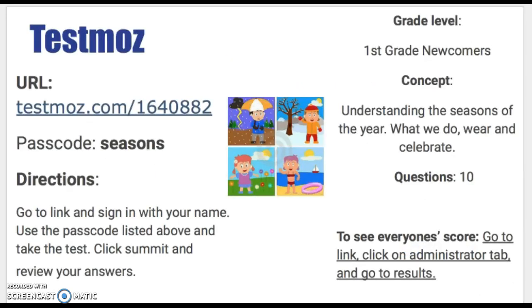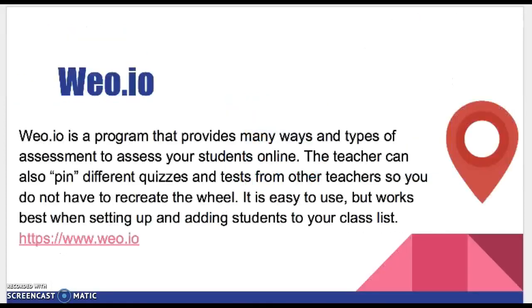Here you will find a link to Testmos. The passcode is seasons. The grade level that we're focusing on is 1st grade newcomers, and the concept is understanding the seasons of the year, what we do, where, and celebrate. There are 10 questions. In order to go to Testmos to take the quiz, you go to the link and sign in with your name. You use the passcode listed above of seasons and take the quiz. Click Submit and review your answers. To see everyone's scores, go to the link, click on the Administrators tab, and go to the results.